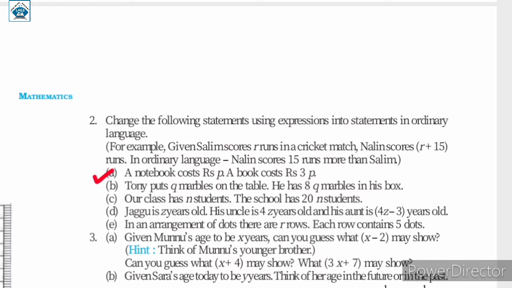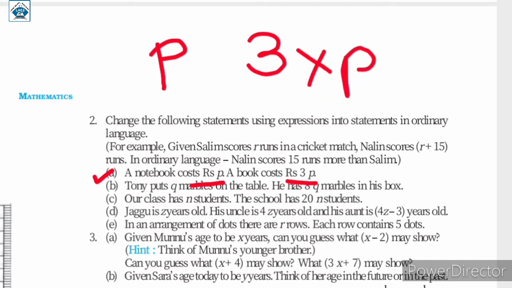A notebook costs rupees P. A book costs rupees 3P. So in this case we are given the cost of a notebook, which is P. So rupees P is the cost of a notebook and a book costs 3P. So 3P यानी कि it is 3 multiplied by P, which is 3 times P. So we can say that when compared to the cost of a notebook, the cost of a book is 3 times that of a notebook. Here 3 multiplied by P क्या है और P क्या है? It is the cost of a notebook. So it is 3 times the cost of a notebook.